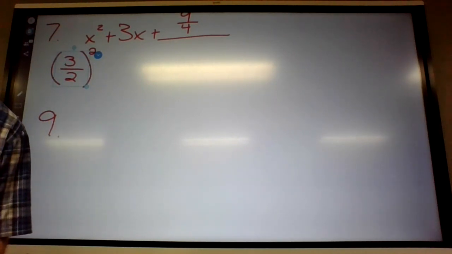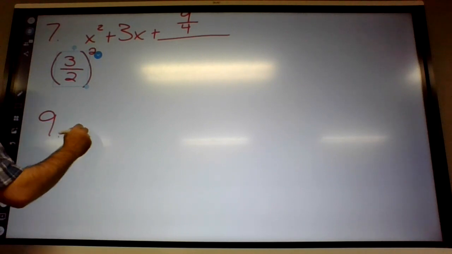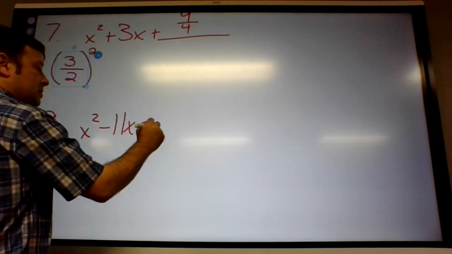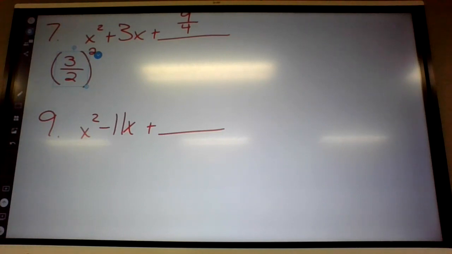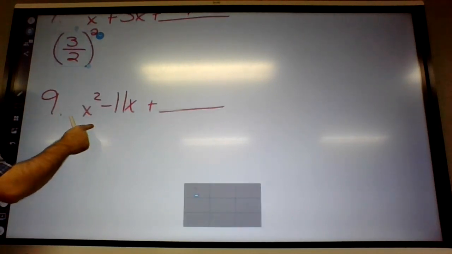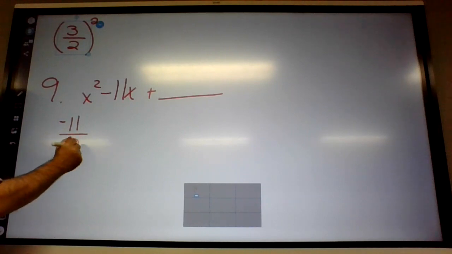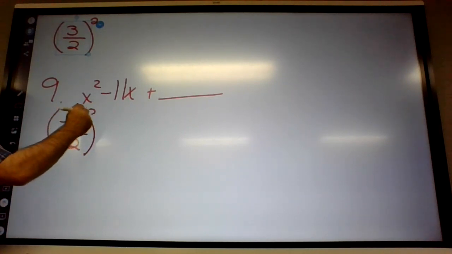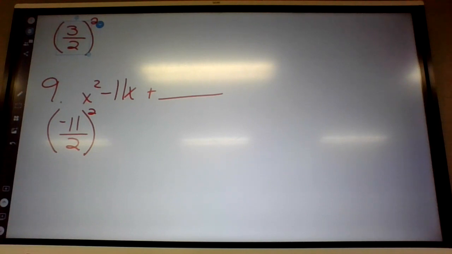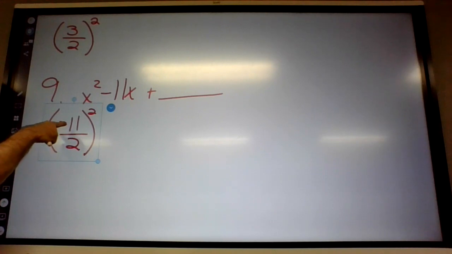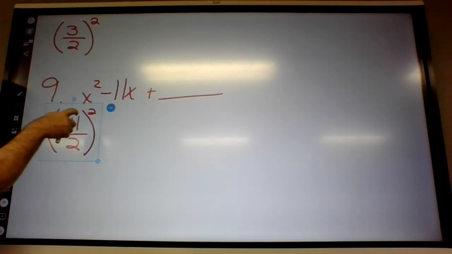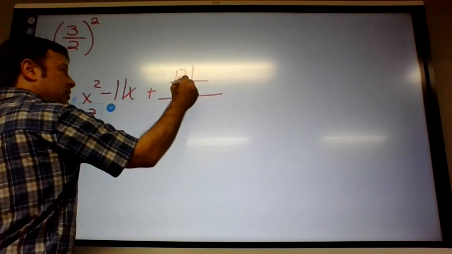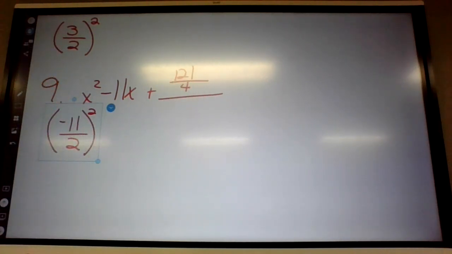Number 9, x squared minus 11x. Okay, kind of the same deal on this one. It's negative 11 divided by 2. Now the negative doesn't really matter for this part because when you square a negative, it will become positive. So basically it's 11 squared over 2 squared. You guys remember 11 times 11? 121, and 2 squared is 4.